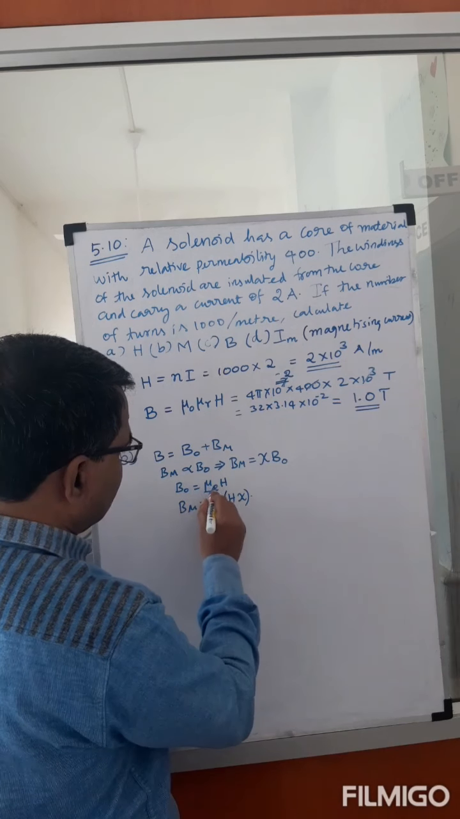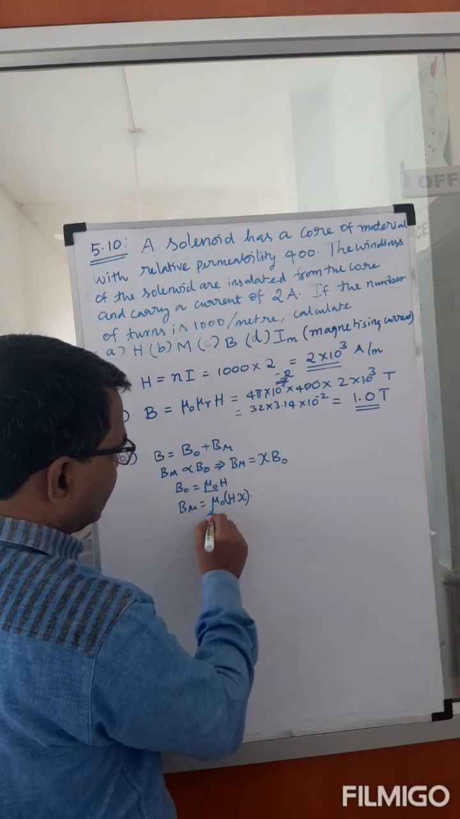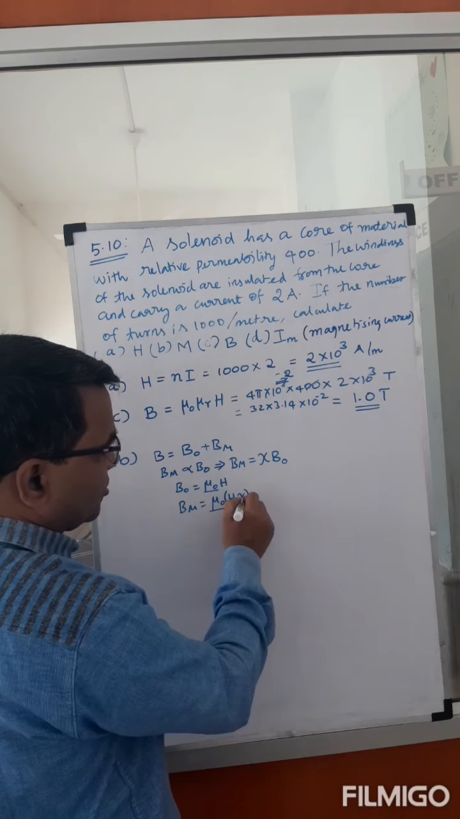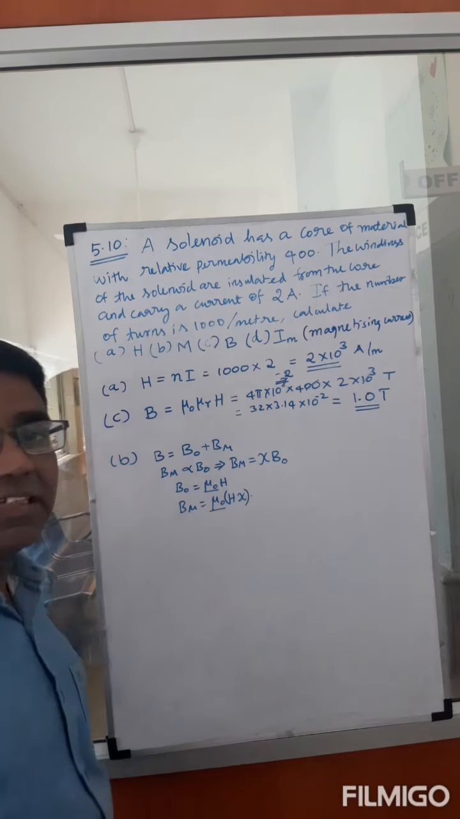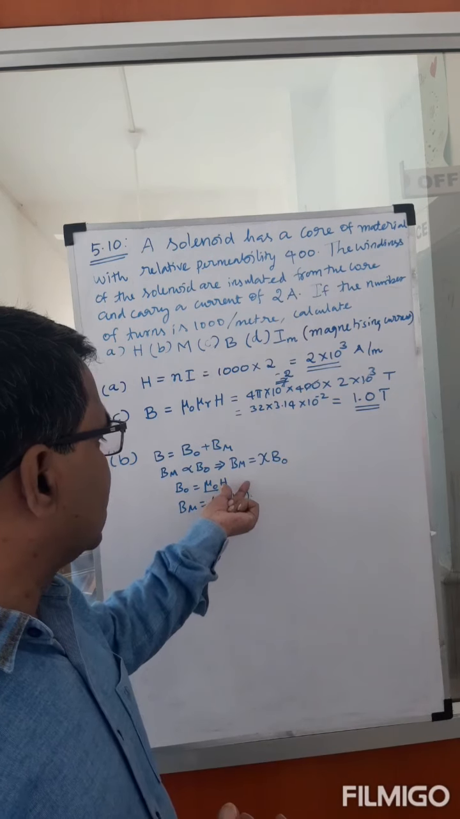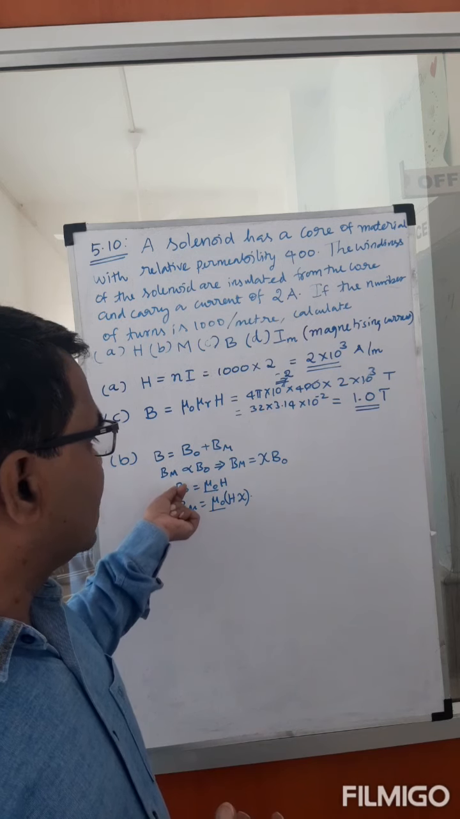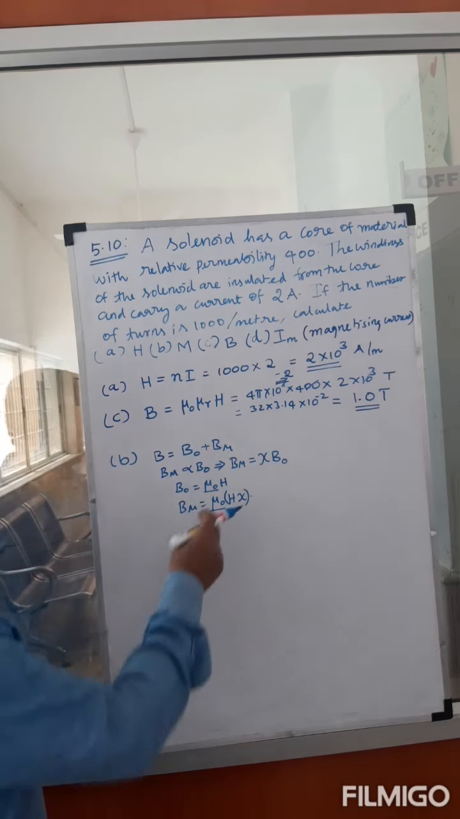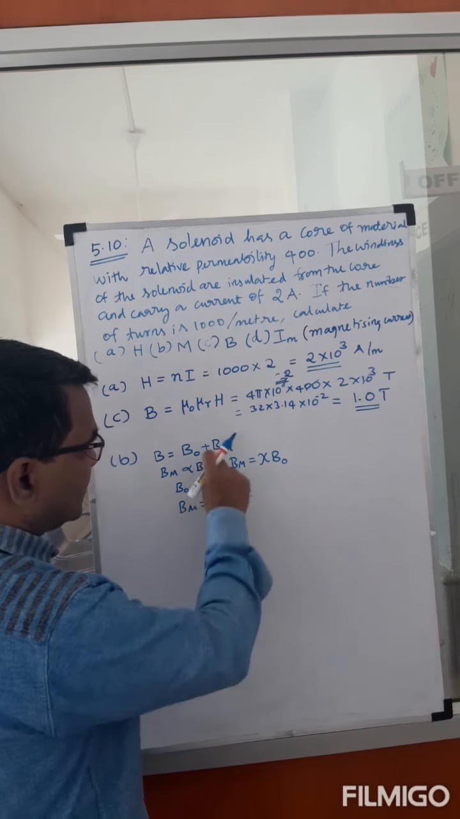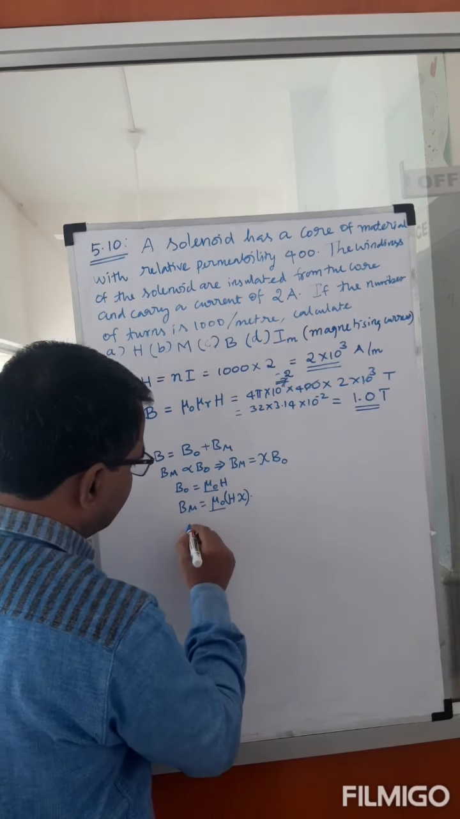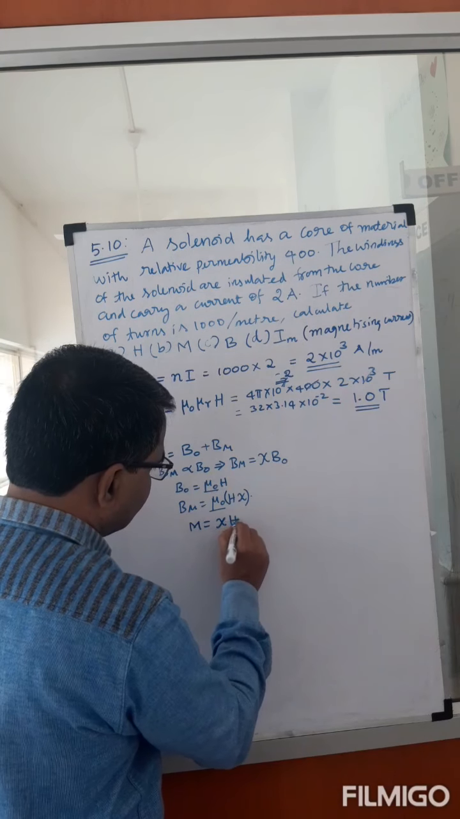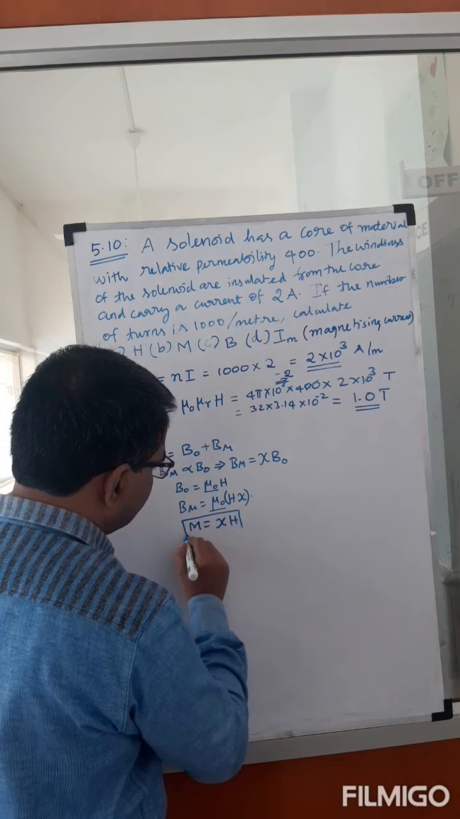So you have B naught, mu naught into H. This also has mu naught here, then H and H, and this must not have any units. The magnetic susceptibility cannot have any units because this must have the same unit as that. For Bm, it should have the same unit as B naught. So this is what you call the magnetization equivalent.